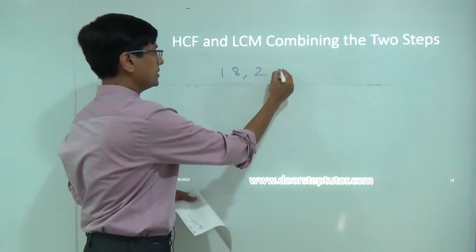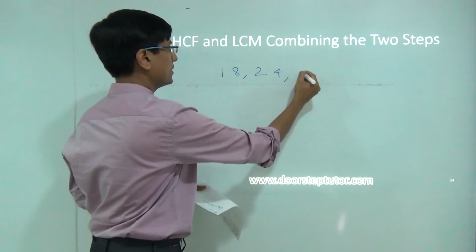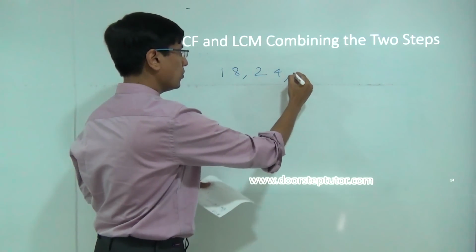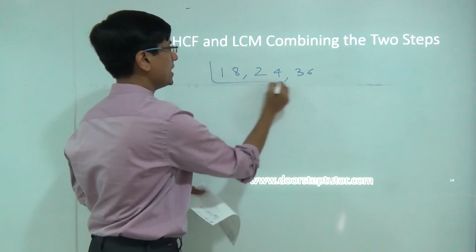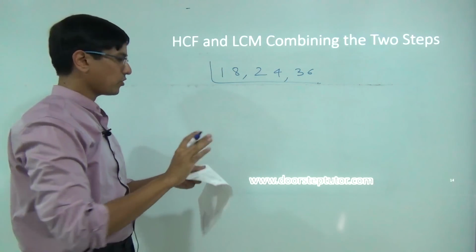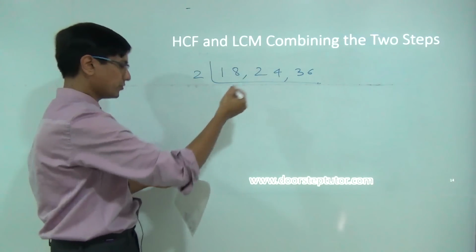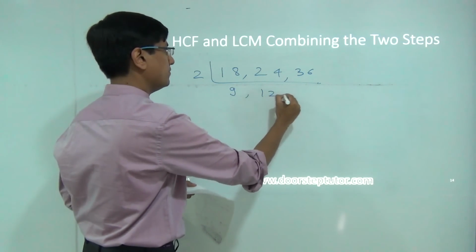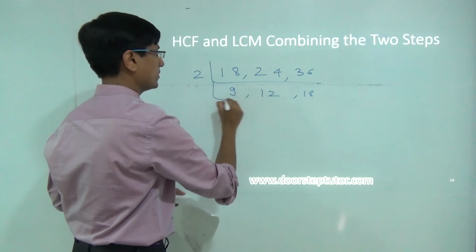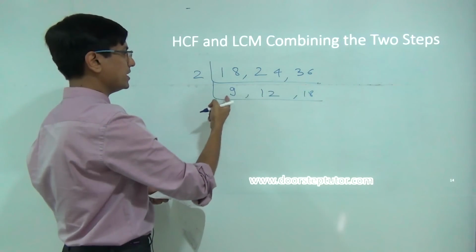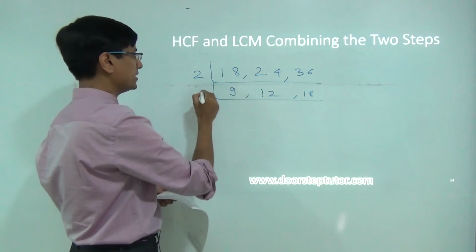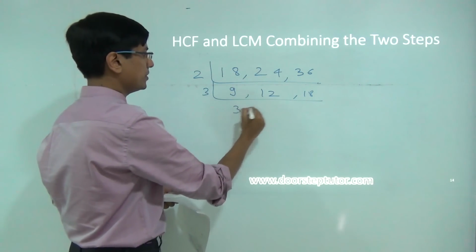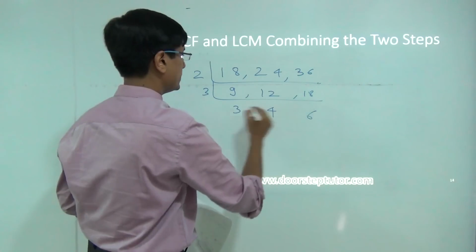If I have three numbers and I am trying to find the HCF and LCM both, again I start by finding the common factors. I start with 2 because 2 divides all of these numbers: 18, 24 and 36, giving 9, 12 and 18. The next number which can divide all three of these is 3, giving 3, 4 and 6.